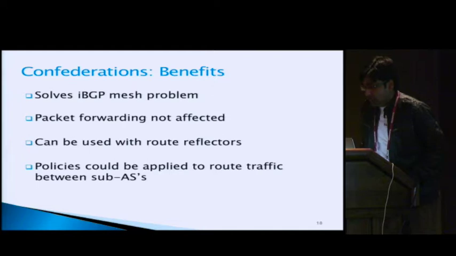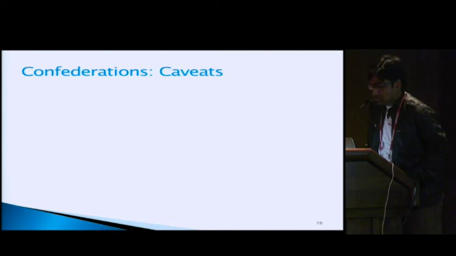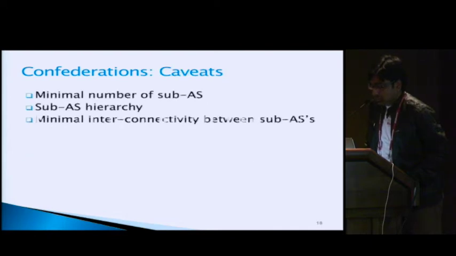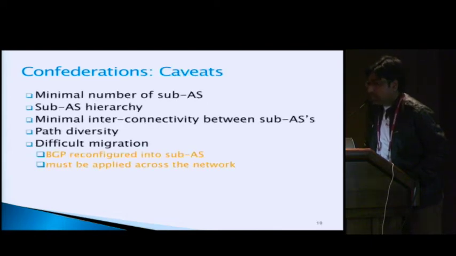So what benefits we derive out of confederation is basically it solves your iBGP full mesh problem. Your packet forwarding is not affected because it takes care of it, and it can actually be used with route reflectors as well.